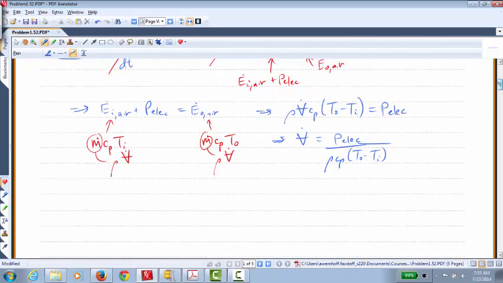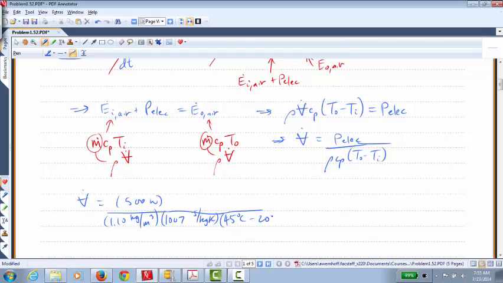So let's plug in some numbers. P_electric we know is 500 watts. Rho is 1.10 kilograms per cubic meter. c_p is 1007 joules per kilogram Kelvin. T_o is 45 degrees C. T_i is 20 degrees C.